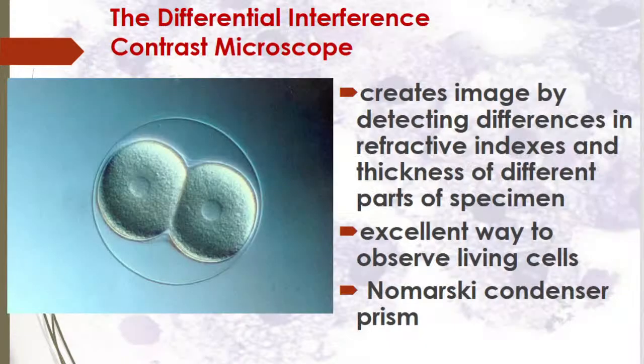Look at this next method, very interesting. It was the result of the great foundation of Nomarski. Nomarski was a Polish scientist who emigrated to the United States of America and got the Nobel Prize for construction of this specific condenser prism. The condenser prism of Nomarski creates the image by detecting differences in refractive indexes and thickness of different parts of the specimen.